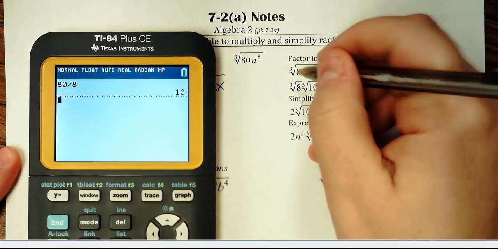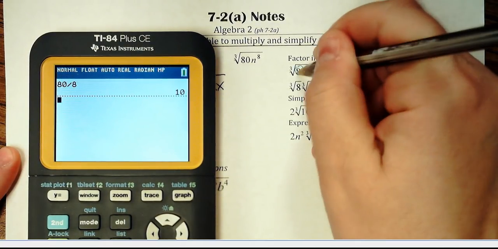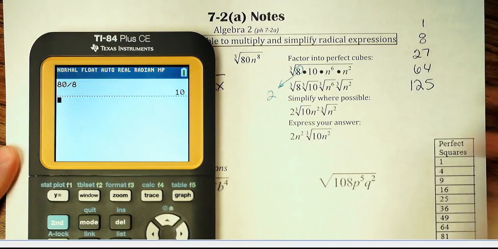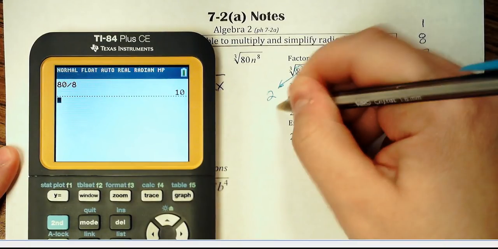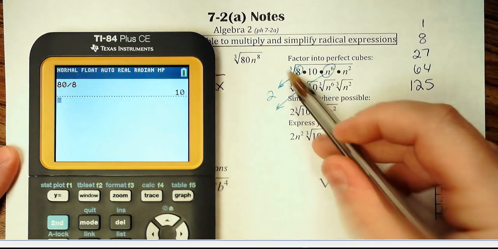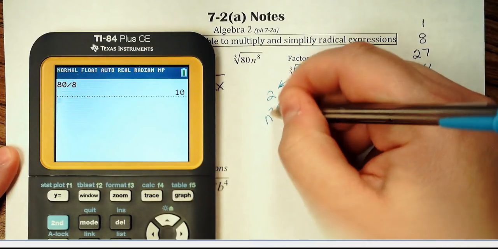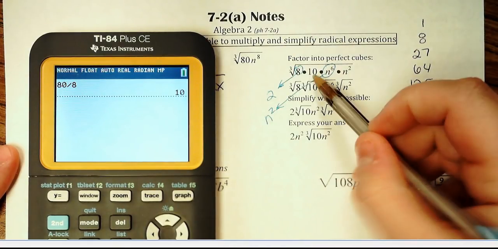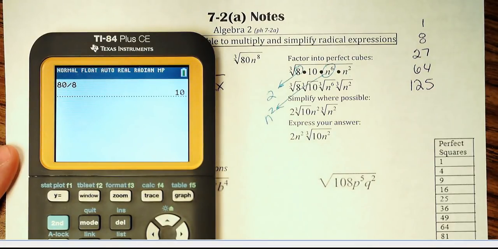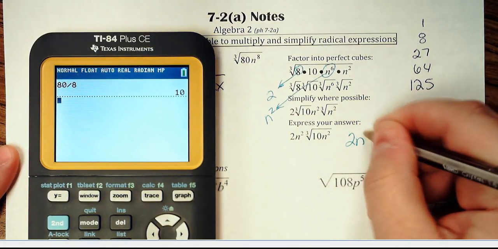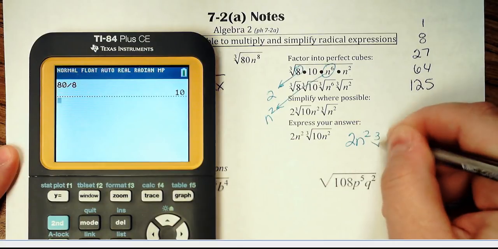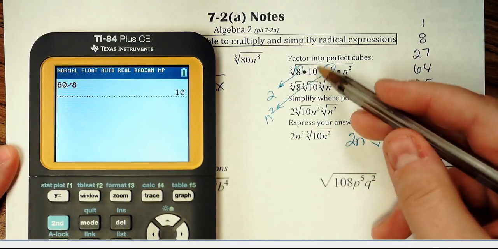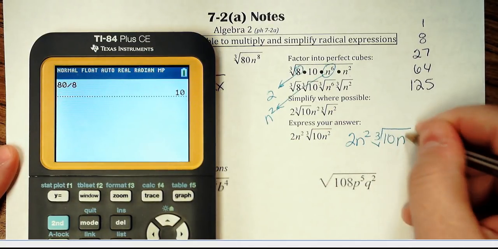What I would do is say, okay, cube root of 8 here, I can pull out a 2, that's a perfect cube. Cube root of n to the 6, if I divide 6 by 3, I can pull out an n squared. Now the 10 and the n squared, those can't be broken down further, so you have 2n squared out in front, and then still stuck under the cube root, you have that 10 and that n squared.